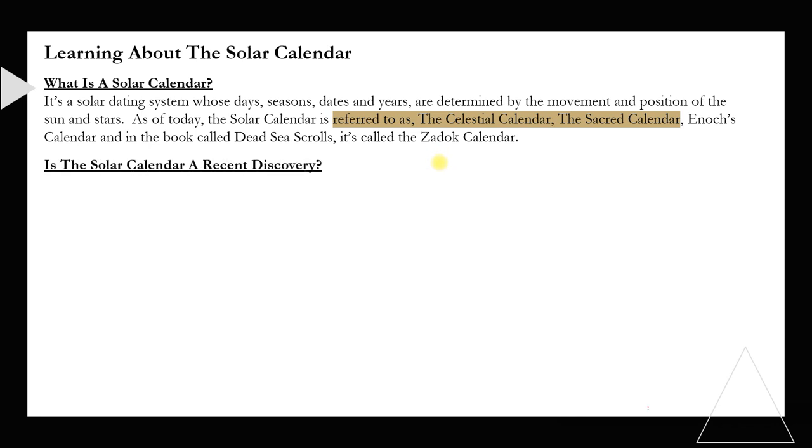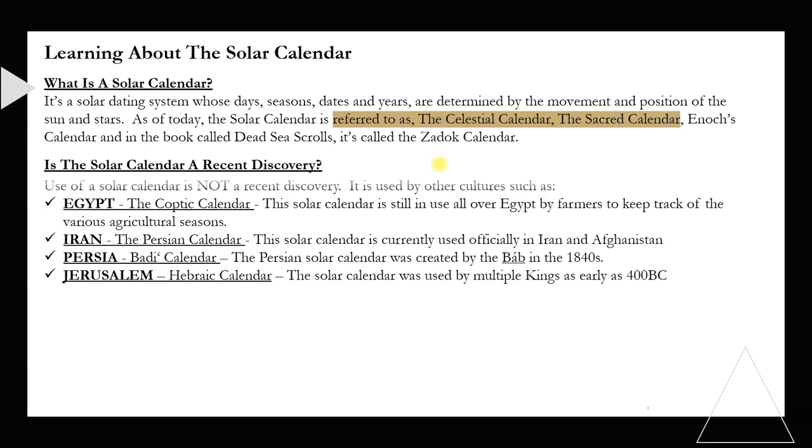Is the solar calendar a recent discovery? Of course not. Use of a solar calendar is not a recent discovery. It is used by other cultures even today, such as Egypt. It's called the Coptic calendar, and this calendar is still in use all over Egypt by farmers to keep track of the various agricultural seasons.